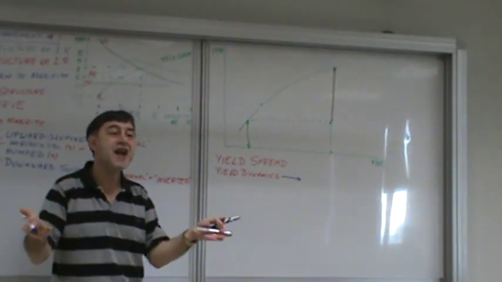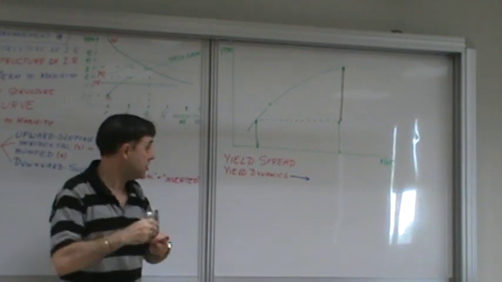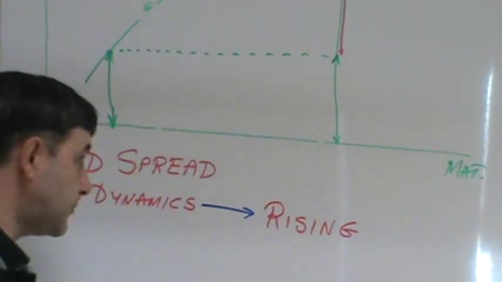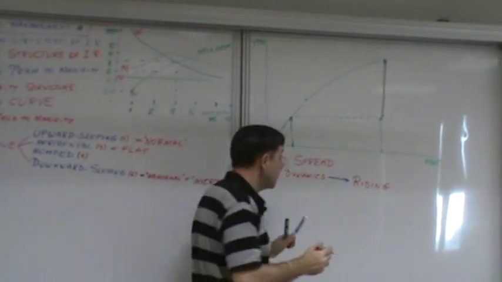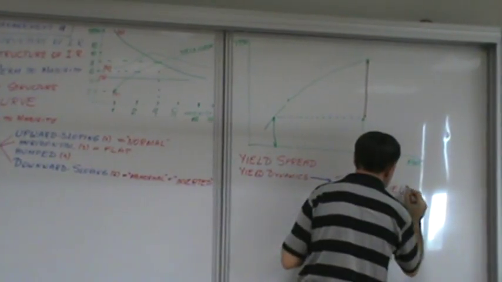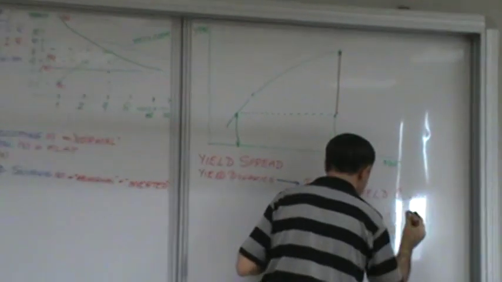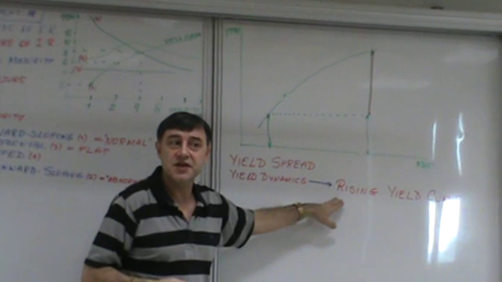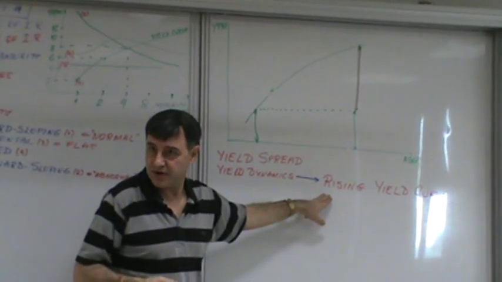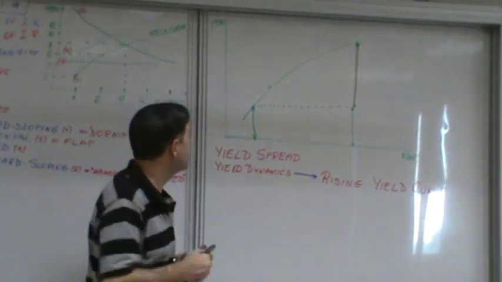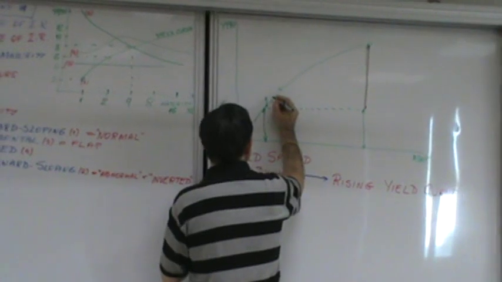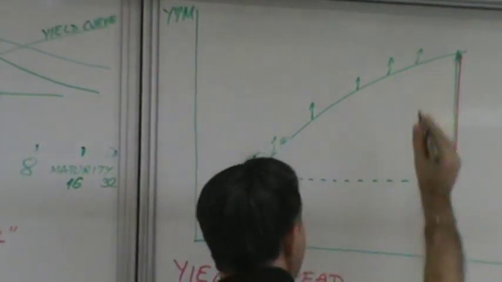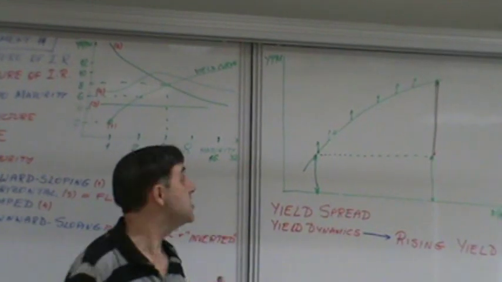You could have a rising yield curve. And a rising yield curve is simply a yield curve where yields rise for all maturities. So let's draw this on a picture. Maturity here, yield rises, rises, rises. For any maturity, the yield rises.